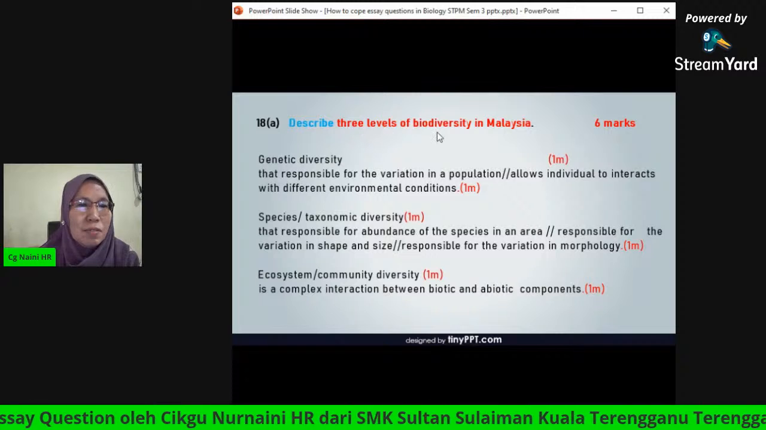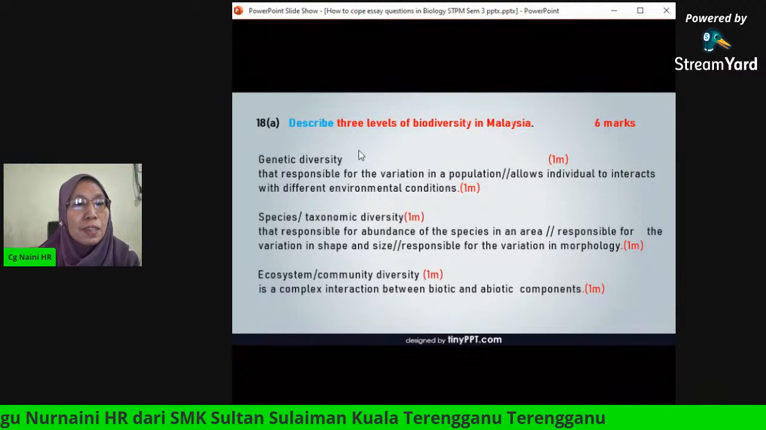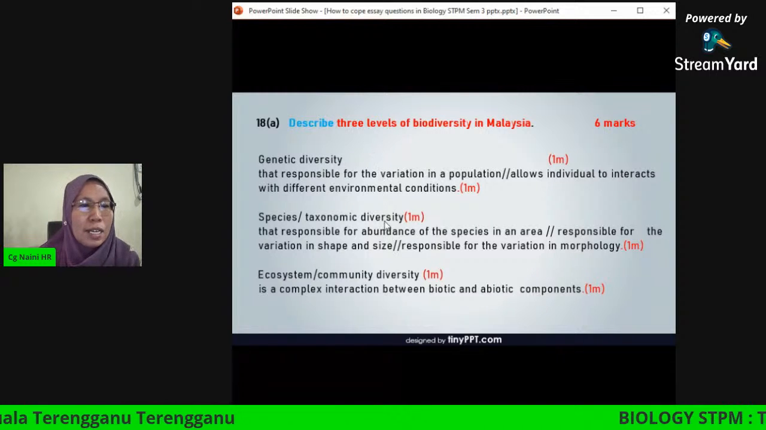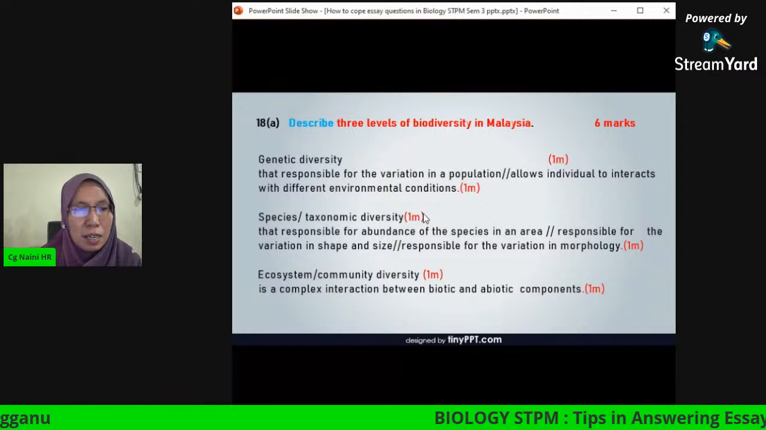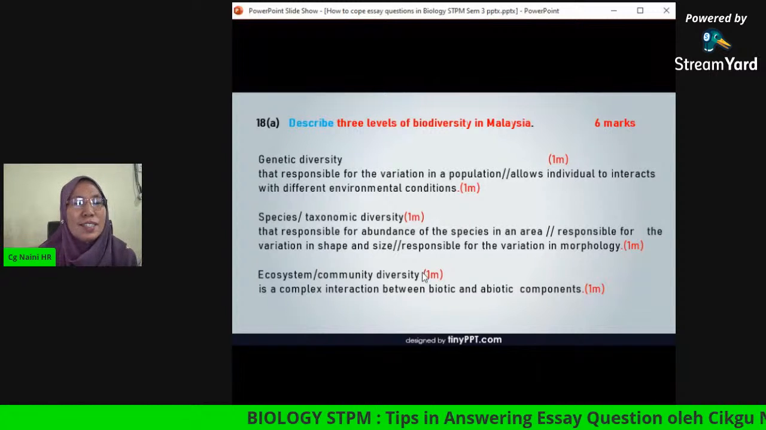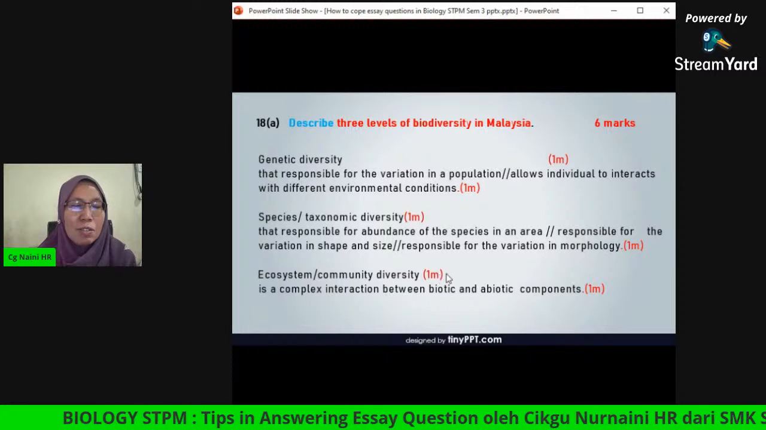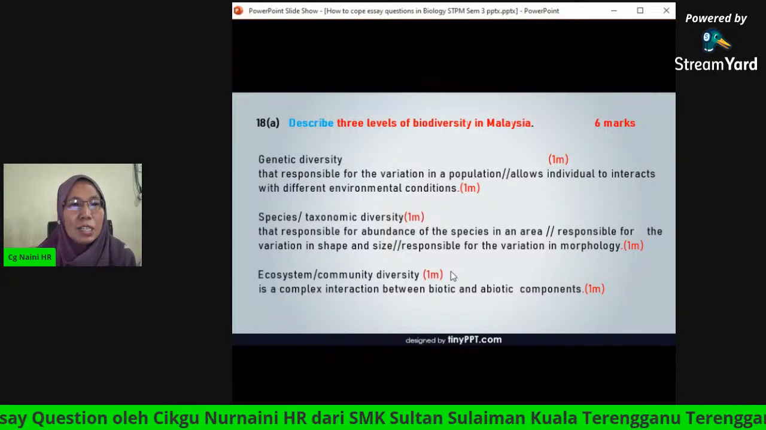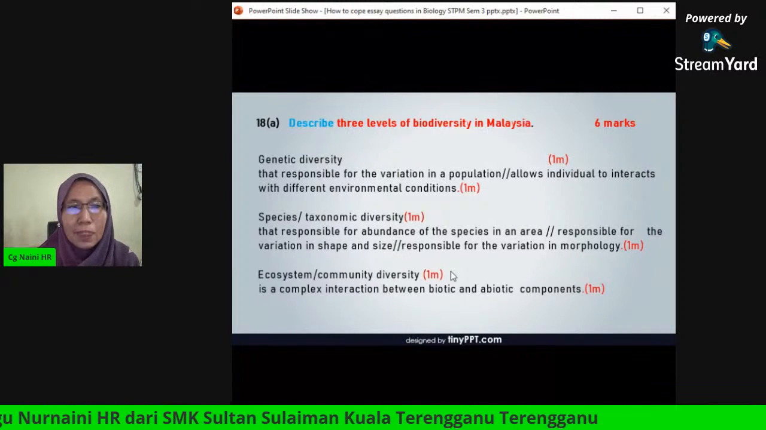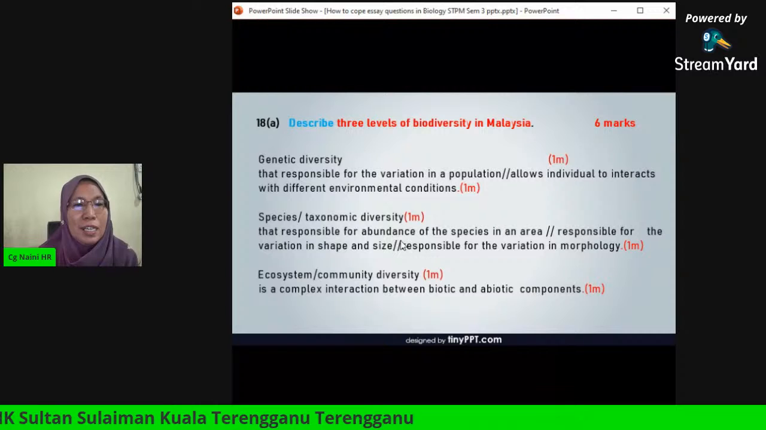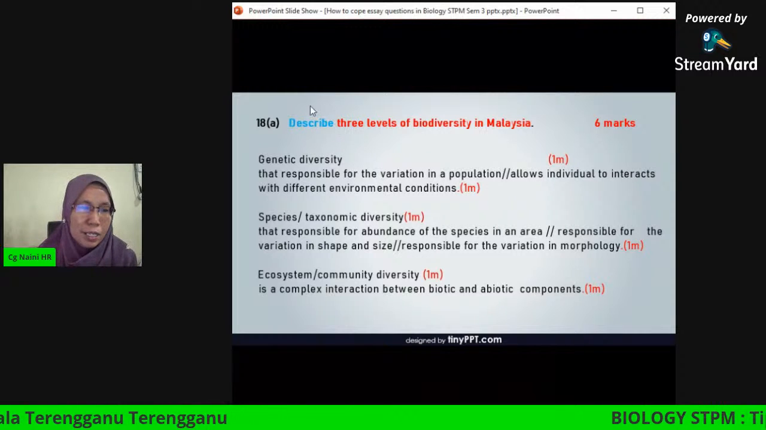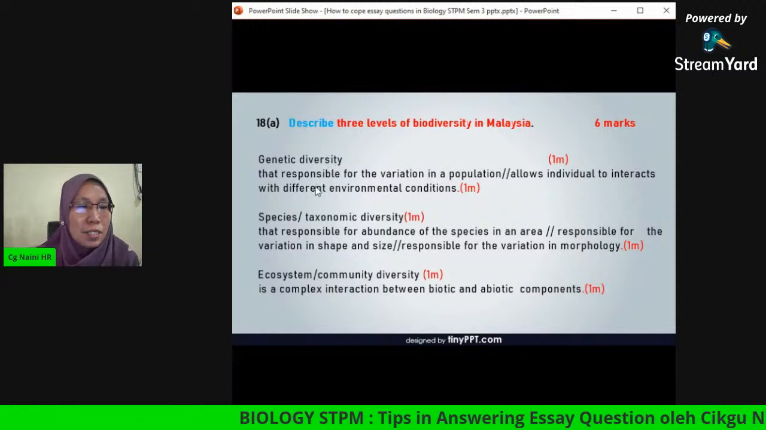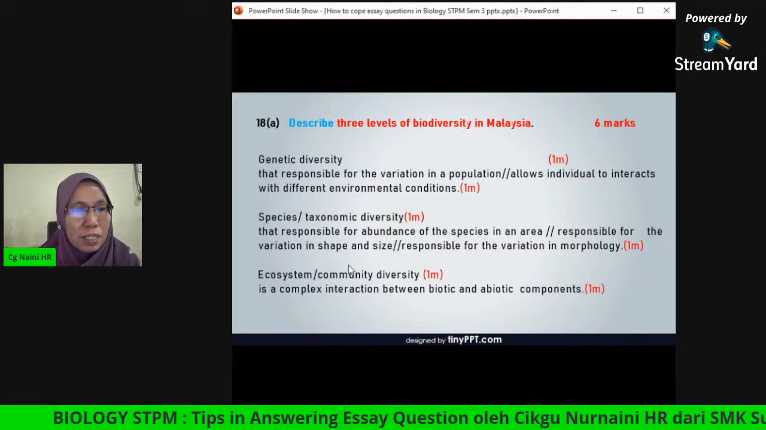So the 3 levels of biodiversity in Malaysia are genetic diversity, 1 mark is given; species taxonomy diversity, yes, 1 mark is given; ecosystem community diversity, also 1 mark is given. So if you state the 3 levels of biodiversity, you can already get 3 marks. Another mark refers to the description or definition of the use in genetic diversity, species or taxonomy diversity, or ecosystem diversity.